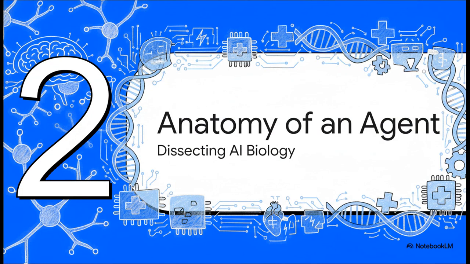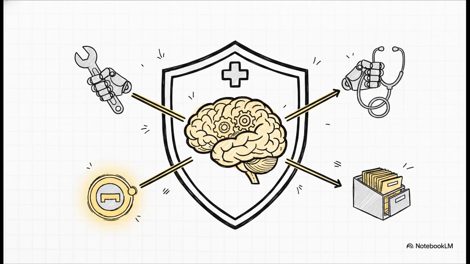Moving right along to Section 2, Anatomy of an Agent. To really grasp how these systems pull this off, we kind of need to look under the hood and dissect their biology. Because honestly, it's a lot like a biological organism. An AI agent relies on specific, interconnected organs to function. The orchestrator, that's the brain, the central controller breaking down tasks and managing the execution order. The LLM acts as the reasoning engine inside that brain.